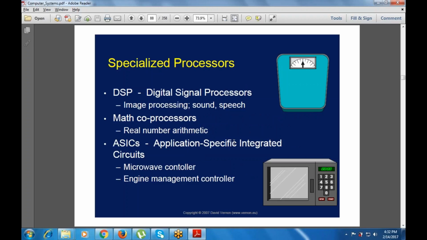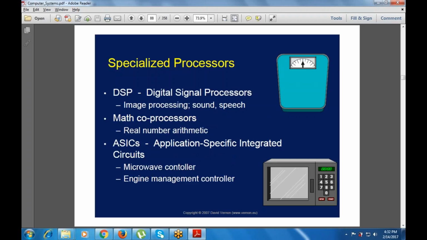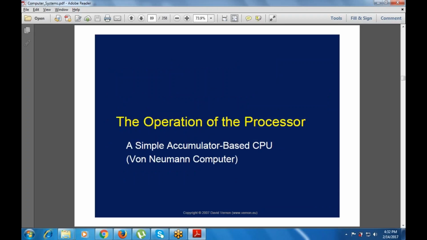The next one is a specialized processor. One is the DSP, digital signal processors, and the math coprocessor for the real numbers, that is the decimal numbers. Then there is the application specific integrated circuit. For example, one of the main examples is a microwave controller and the engine management controller.